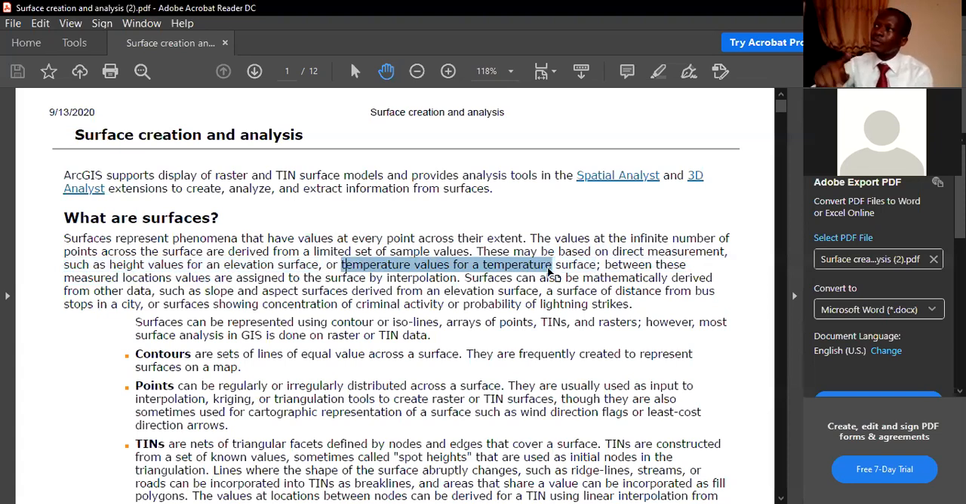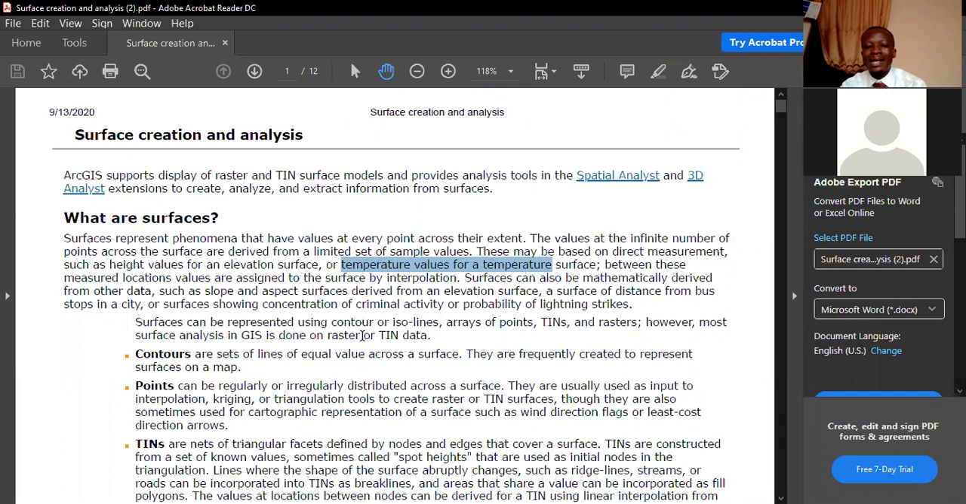But how do you then have values at every point in terms of representation? You have to do what we call interpolation. Between the values that surveyors measure with the total station, you realize that in between one point and the other, you don't know what the value is. So you have to find it, and make use of something like interpolation. You can even have surfaces showing concentration of criminal activity. But of course, as engineers, we know this is more social science.